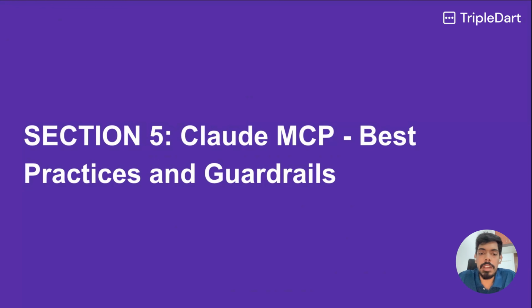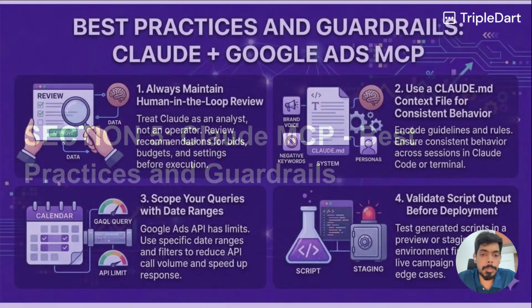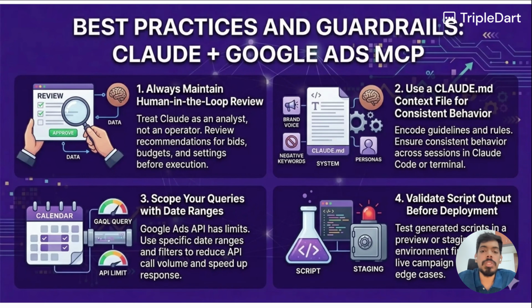Now, before you hand your Google Ads account over to Claude, here are a few things worth keeping in mind. And this comes from people in Triple Dart who've already been using this setup. The most important one, keep yourself in the loop. Before anything gets applied to a live account, especially around bids, review it yourself. The next one, if you're using the developer route and working with Claude Code, it's worth setting up a claude.md context file. This is basically a persistent instruction set to Claude. The next tip is, when writing prompts, scope your date ranges. The Google Ads API has rate limits, and specifying this keeps queries fast and avoids hitting limits.